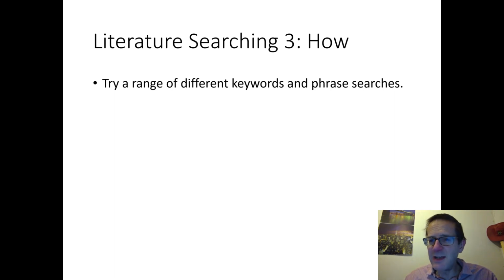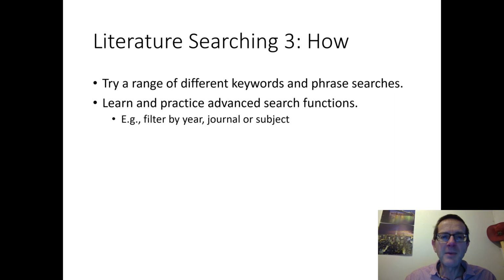So how do we do the literature searching? Try a different range of keywords and phrase searches. My experience is that this is often done in a bit of a slapdash way rather than systematically. A slapdash way might be just having a guess at some keywords, trying them, and then just writing down what you find or reading what you find. But you need to try a range to find the best searches and all the relevant searches.